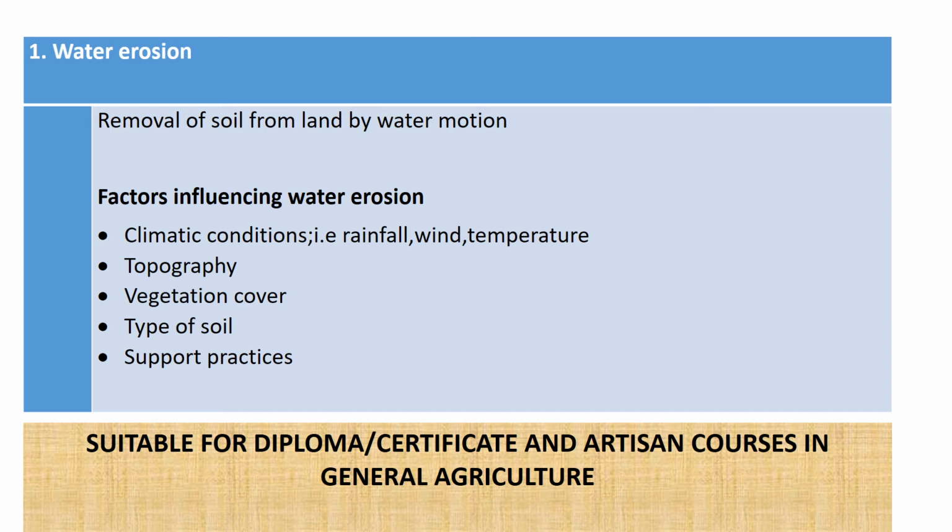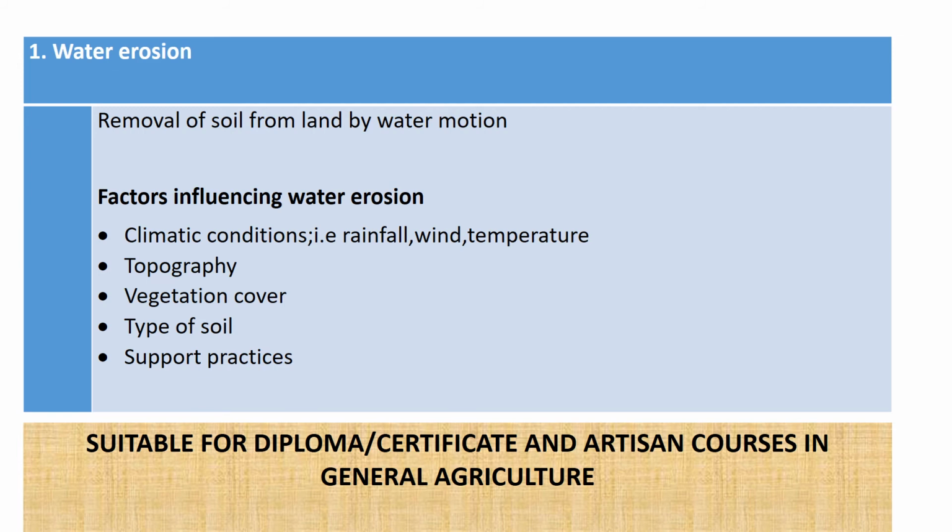Then another factor is the topography. And lads, I told you that topography is how the land slopes. So when the land slopes gently, this means that the rate of water erosion will be minimal. And in the case whereby you find that the slope is steep, the rate of water erosion will increase.